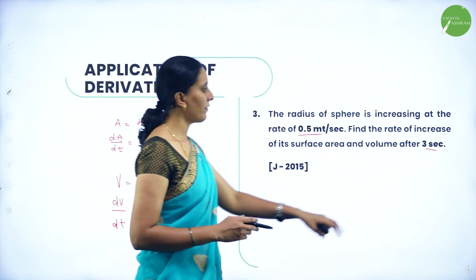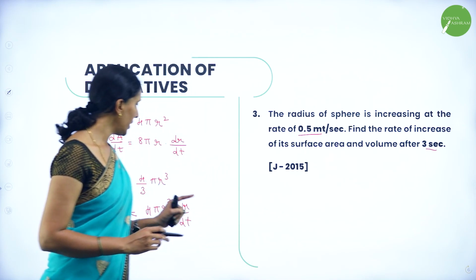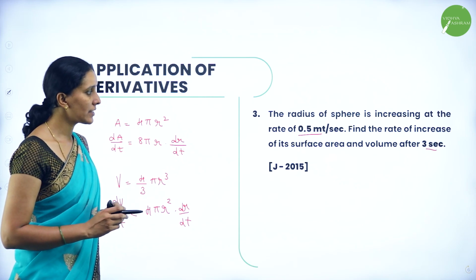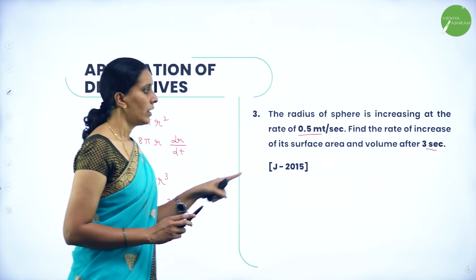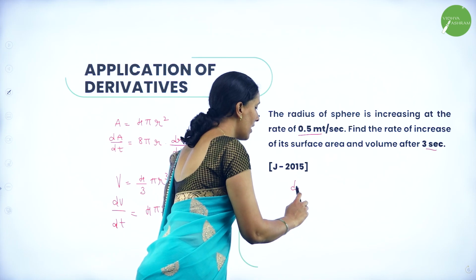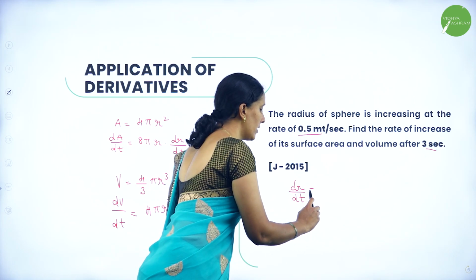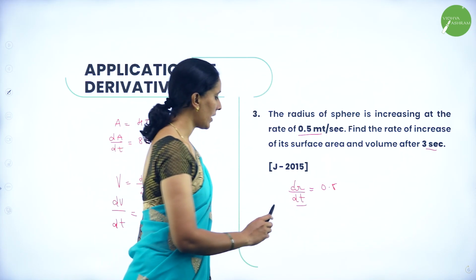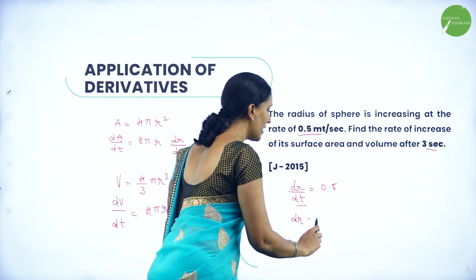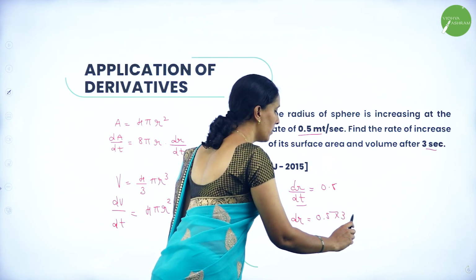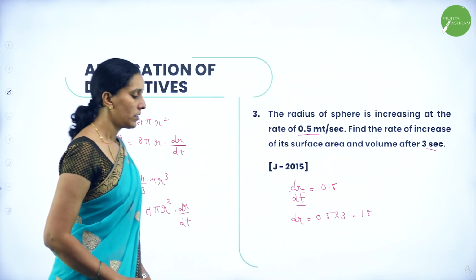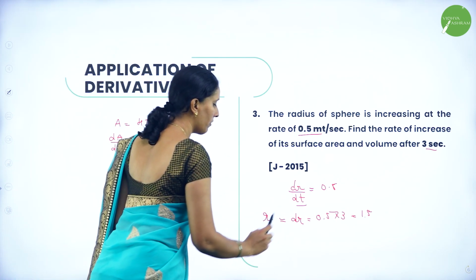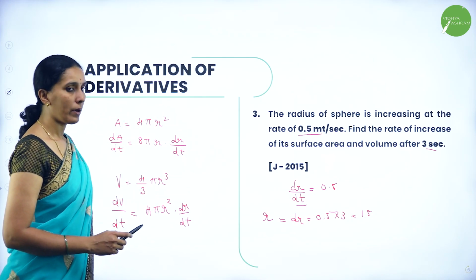So now here they have given time, but we need two parameters, one is the radius and one is dr by dt. The change in radius is already given, that is 0.5. Now we know that dr by dt is 0.5. The time interval they have given is after 3 seconds. So let us take dr equal to 0.5 into 3, which is equal to 1.5. So therefore we will take dr approximately equal to r. So r can be 1.5 here.